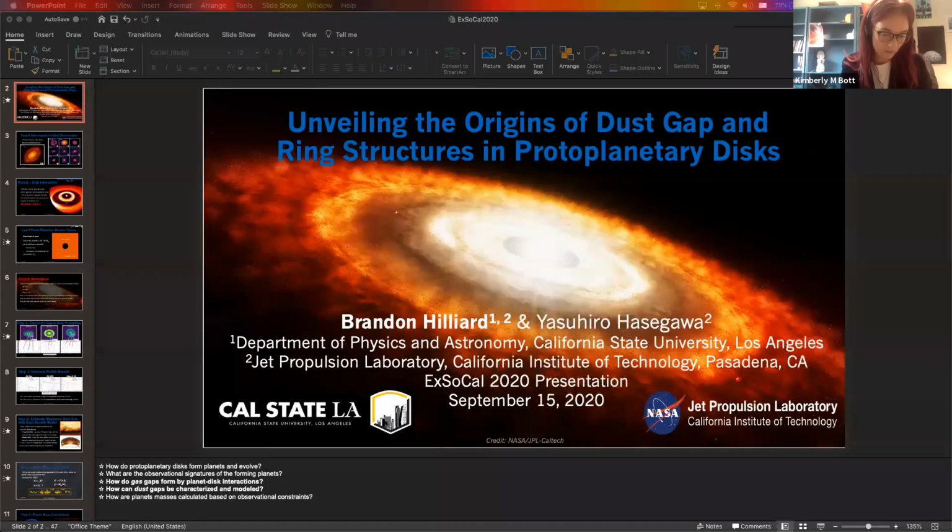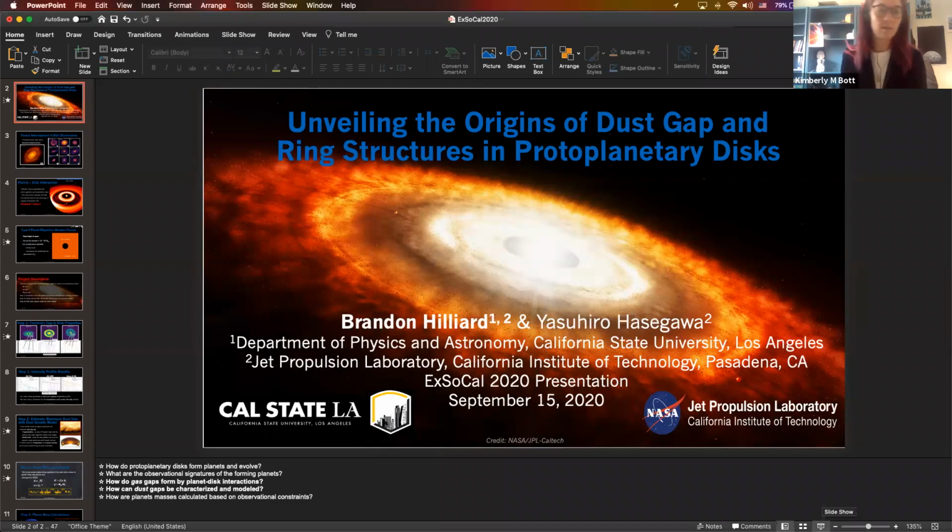Brandon Hilliard from JPL talking about unveiling the origins of dust gap and ring structures observed in protoplanetary disks.